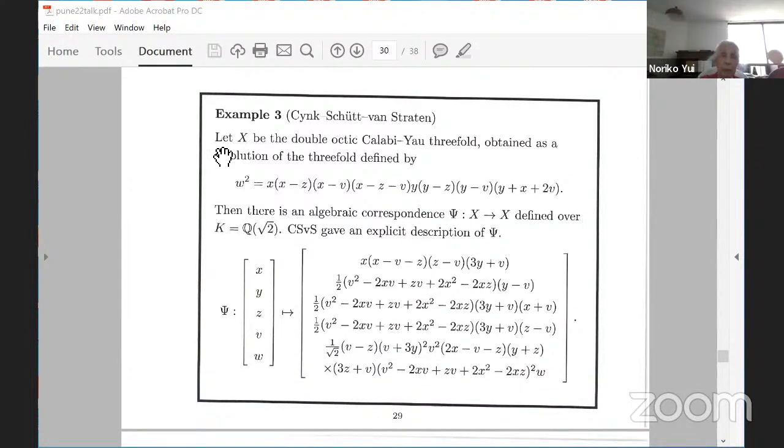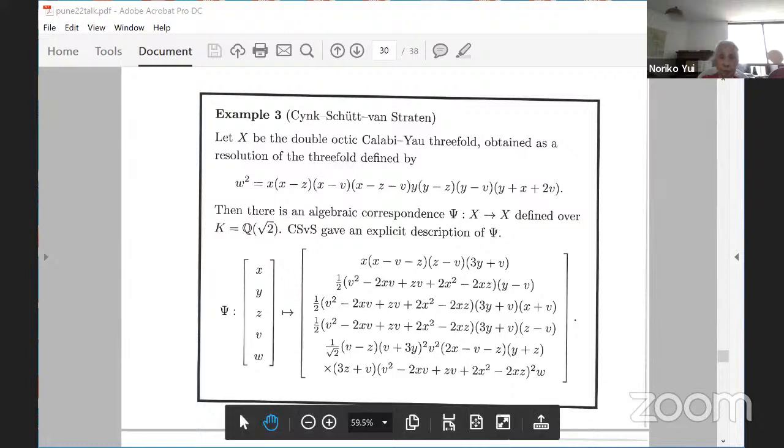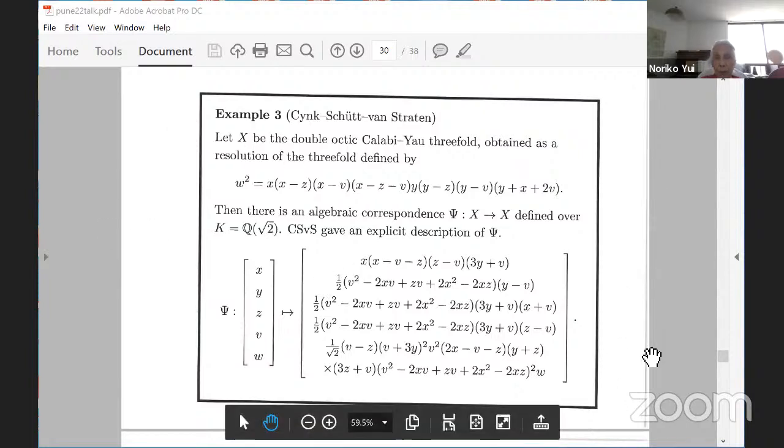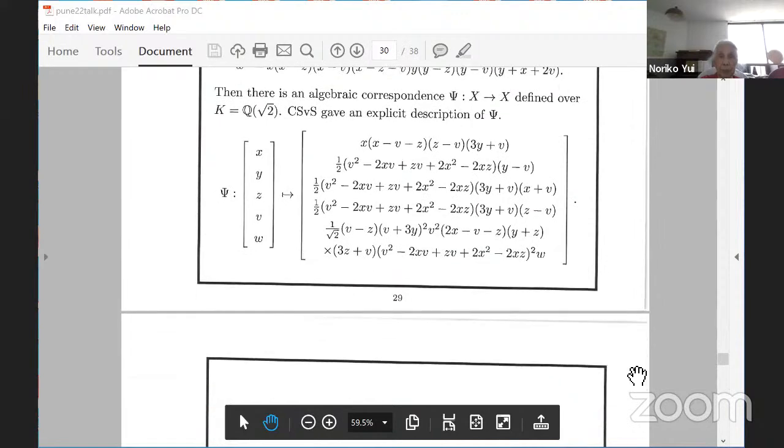And then the Cynk-Schütt-van Straten example, they actually did construct a correspondence defined over Q adjoin square root 2 for this double octic. It looks like that. So this is the kind of thing you have to get done. The correspondence is a bijection from here, making a change of variables and things like that. So this is what you have to do for example 2 as well, but we haven't been able to do that yet.